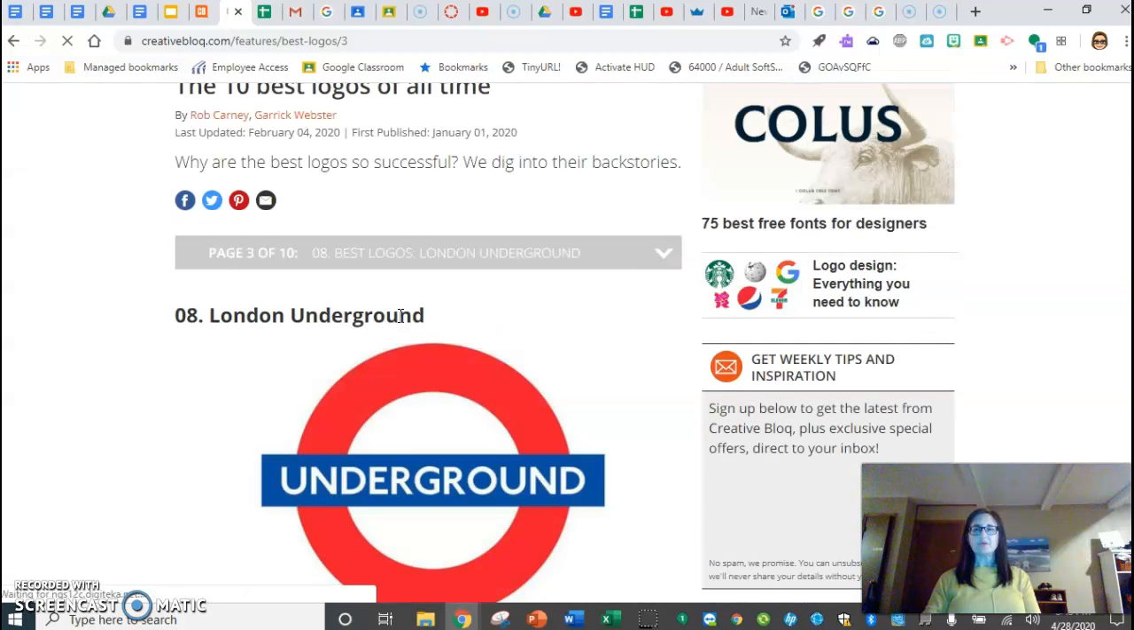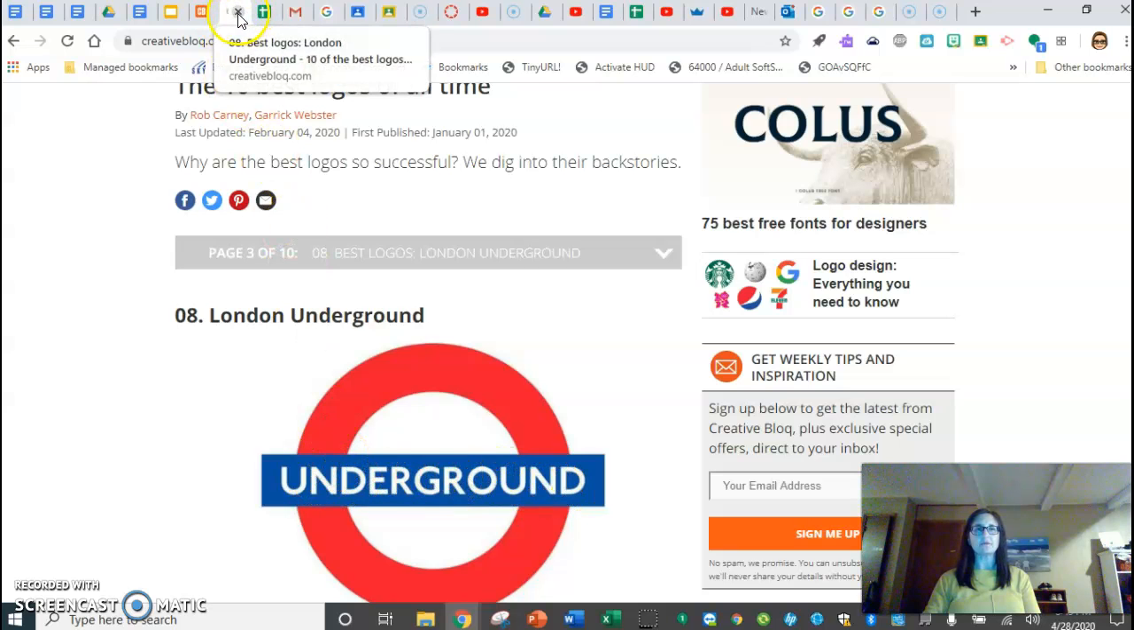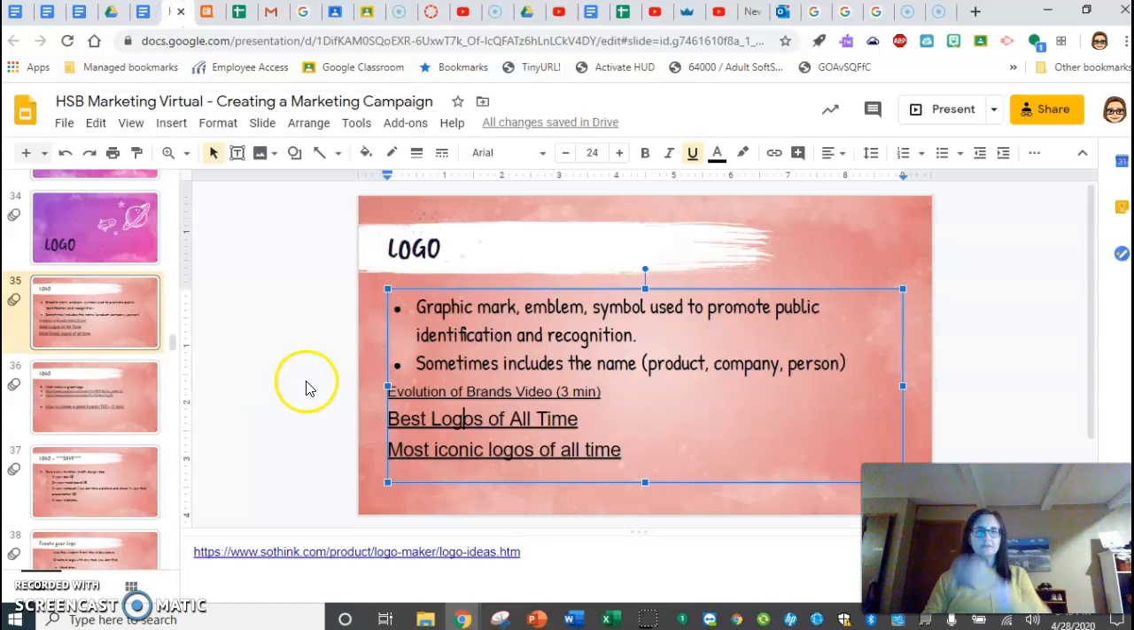Actually, there's some really fun sites where you can look at the deep meaning behind logos. There's a reason this is red. There's a reason it's round. There's a reason this is blue and this font that they chose. So we'll talk a little bit about that. So take a look at those.